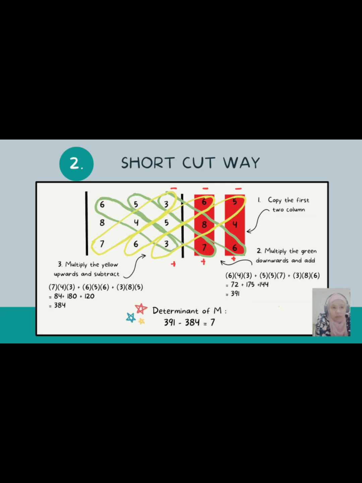Followed by the 3 yellow crossovers as well: 7 for 3, 6, 5, 6, 3, 5, and the end value is 3, 4. So this value needs to be subtracted: the first one minus the second one, and you will get the value of 7. That is the shortcut way. But for me, the preferable one is the expansion along the cofactor, because although it's a long way, it is the right way. For me, it's the right way.